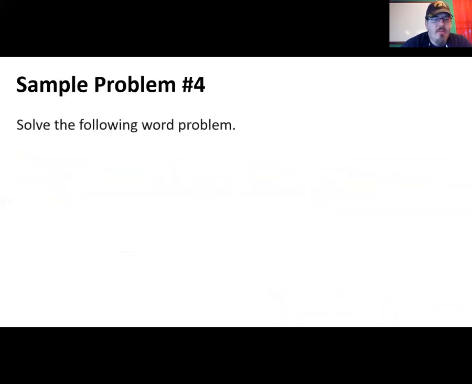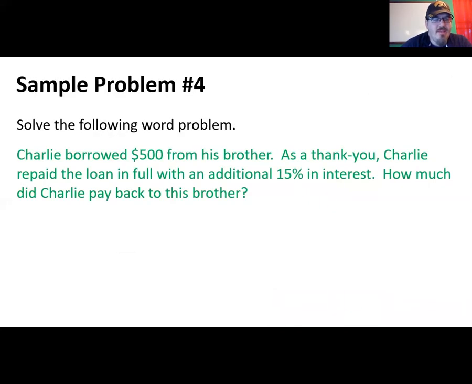All right, finally, we're going to do an example that just involves a really basic interest problem. We'll actually be talking more in detail about interest in upcoming videos and modules for this course. So this is just giving you another context where you might use this process of multiplying the percent times the total amount. So in this situation, Charlie borrowed $500 from his brother.